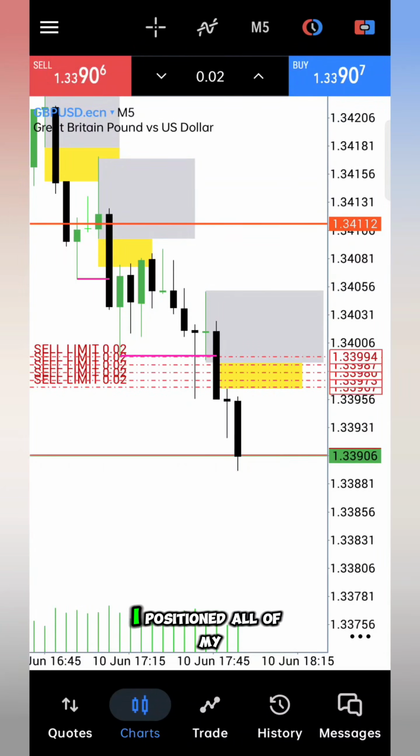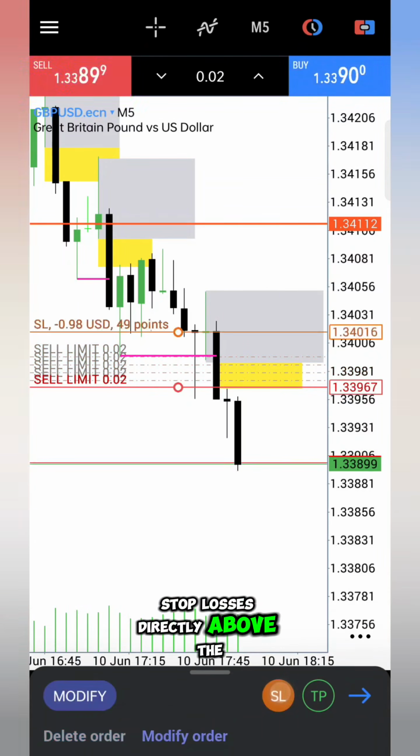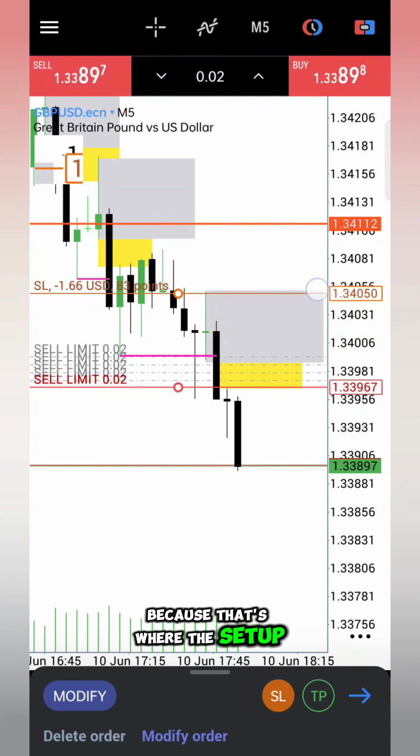And as always, I positioned all of my stop losses directly above the order block zone, because that's where the setup gets invalidated.